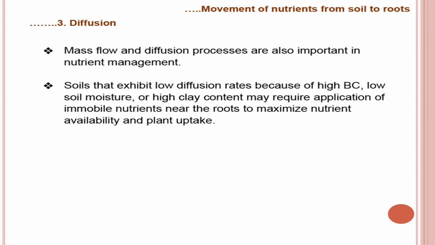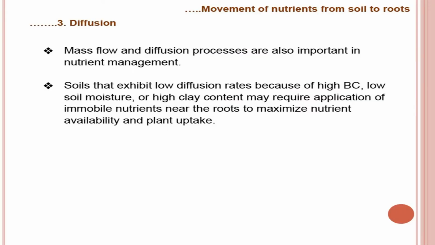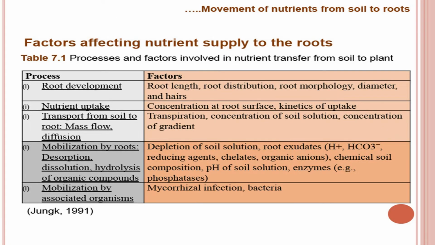Mass flow and diffusion processes are also important in nutrient management. They play a very significant role in the management of nutrients. Let us see how they play this role. Soils that exhibit low diffusion rates because of high BC, the buffering capacity of the soil, low soil moisture or high clay content may require application of immobile nutrients near the roots to maximize nutrient availability and plant uptake. Now, let us see the factors affecting nutrient supply to the roots.